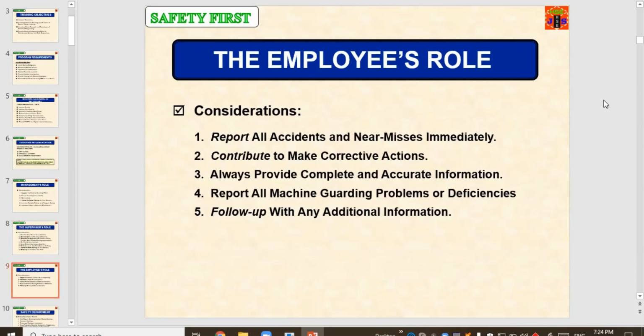Employees. Let us discuss what is the employee's role: to report all accidents and near misses immediately, contribute to make corrective actions, always provide complete and accurate information, report all machine guarding problems or deficiencies, and follow up with any additional information.